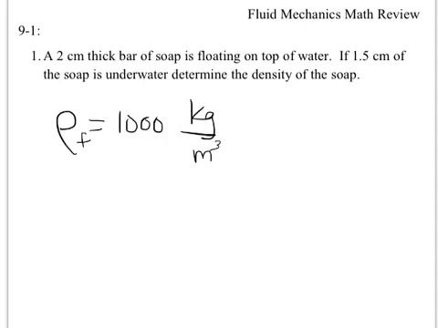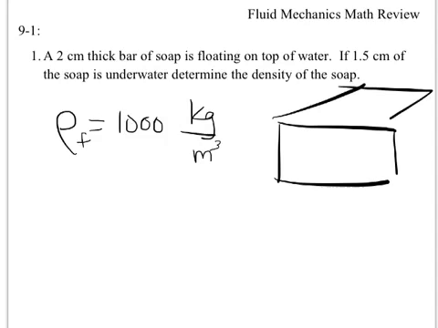R1 is 0.02 meters. There's a bar of soap, and you're given the thickness of the soap. Think about it. Look, here's a bar of soap, right? You're being given the thickness of the bar of soap. How is that R or A? Why would you use that variable? I'm just curious. Area's length times width. Good.